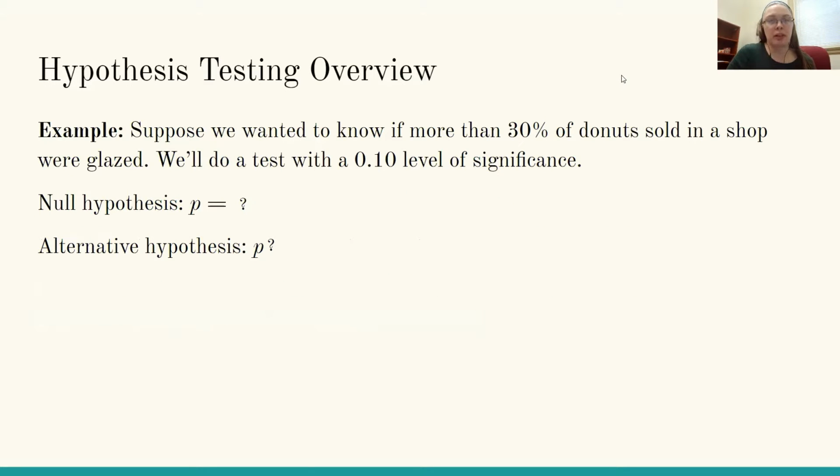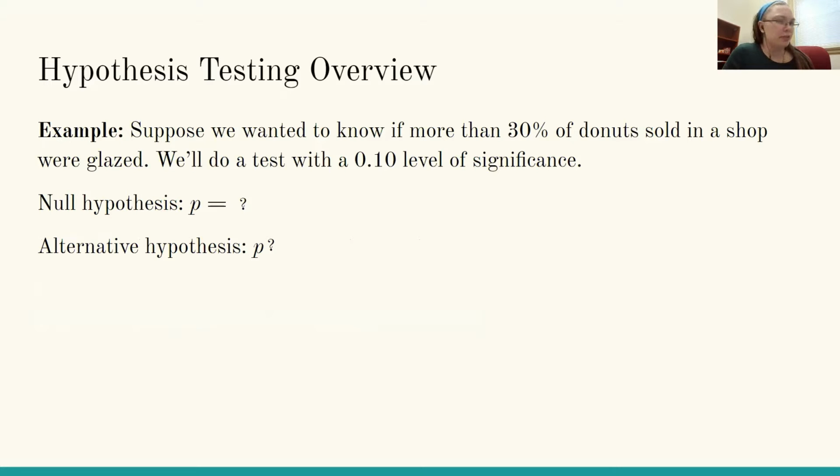So here's an example. Suppose we want to know if more than 30% of donuts sold in a donut shop are glazed. And we won't need this information now, but just for later, we're going to do a test with a 0.1 level of significance.